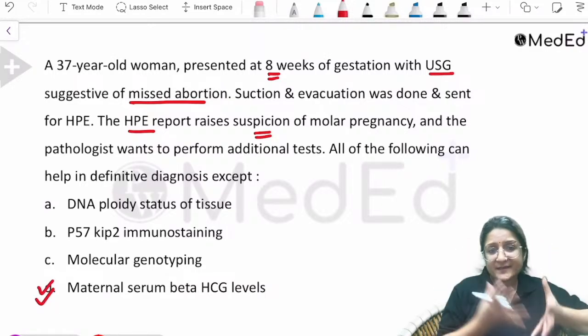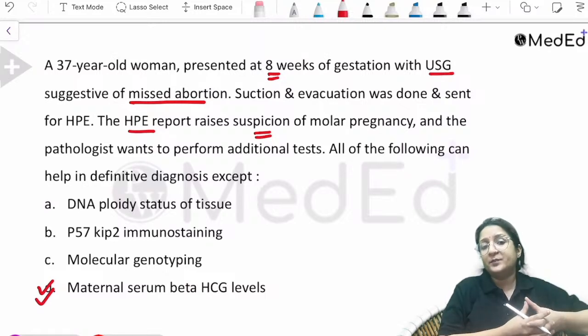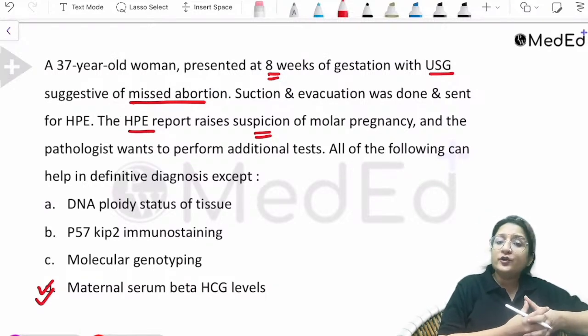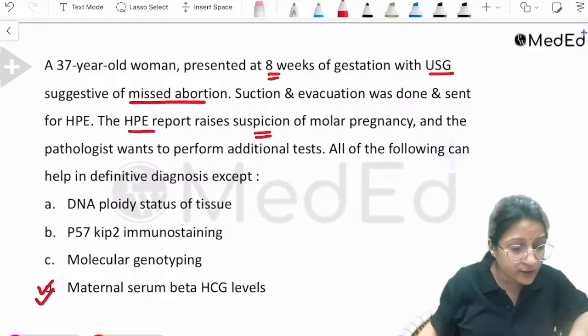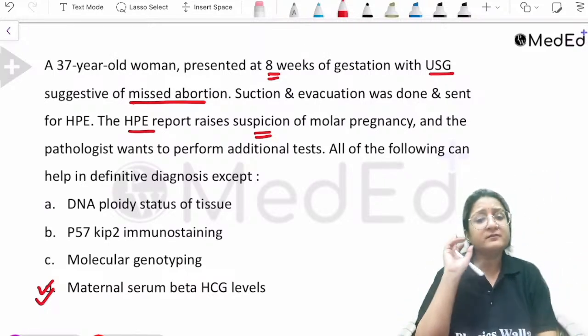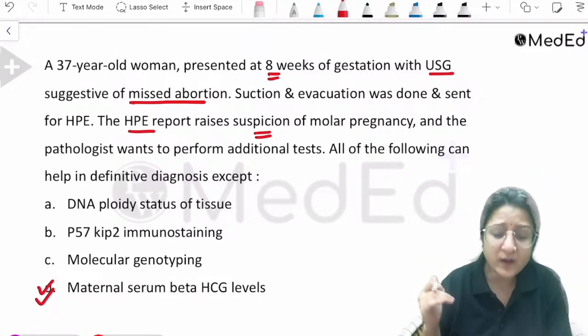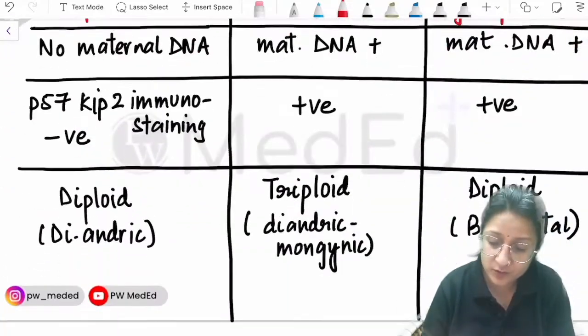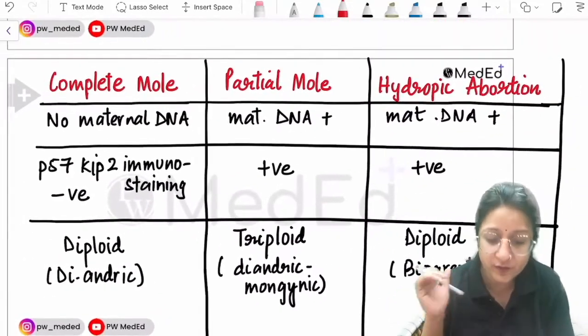However, DNA ploidy status of the tissue, P57 KIP2 immunostaining, and molecular genotyping. I'll tell you what molecular genotyping is. All right. So these are what is going to help us in a definitive diagnosis. So I have this flowchart for you here. You can refer to it later.